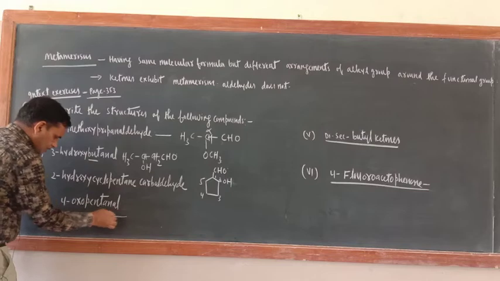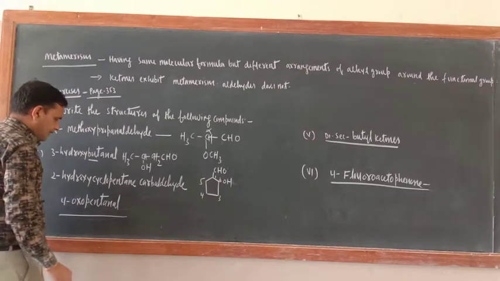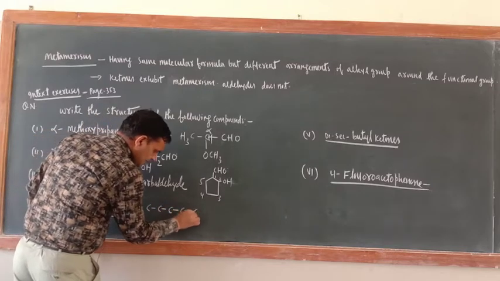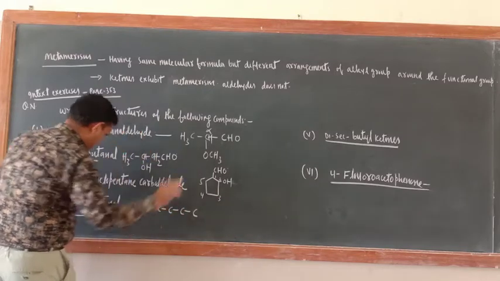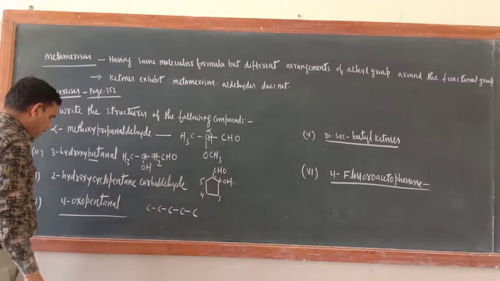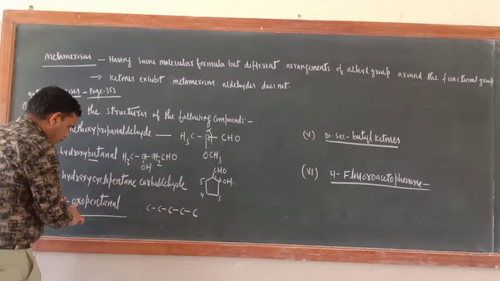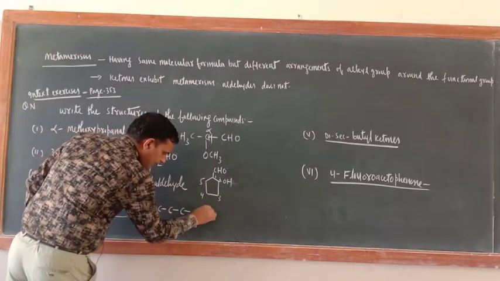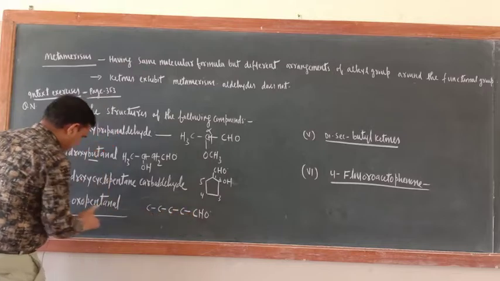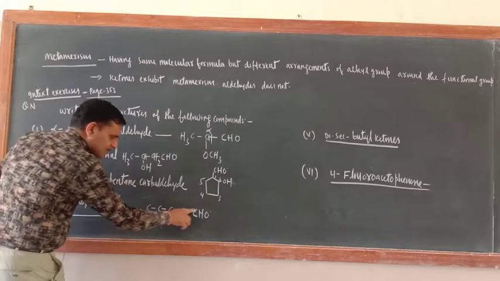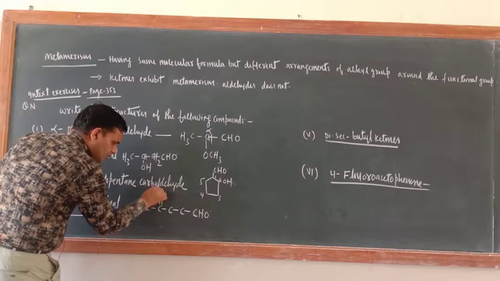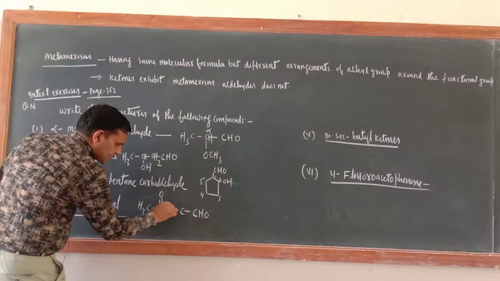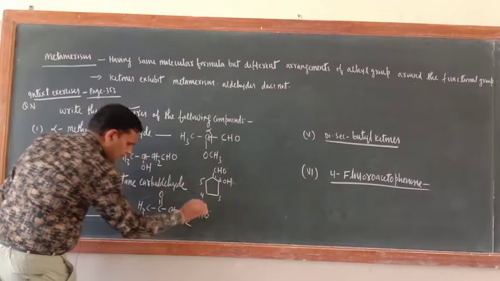Now what about this one? 4-oxopentanal, pentanal, C, C, C, C, C, 1, 2, 3, 4, 5. So just see, 4-oxopentanal means what is there? Aldehydic group. And with respect to this one, the position of the keto group will be determined. So 1, 2, 3, 4 oxo or keto. Now fulfill the remaining valency. CH3. Now CH2, CH2. Yes, over.